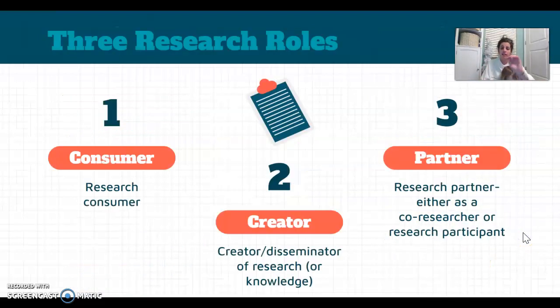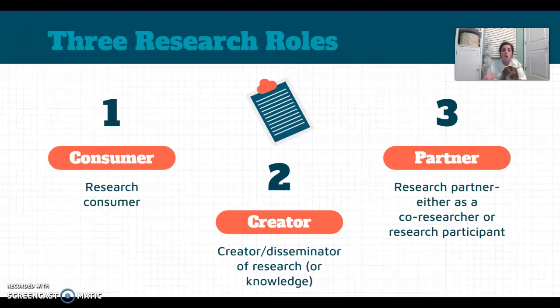And then finally, there are 3 research roles that a social worker can take. You can be the consumer, the creator, or a partner. The consumer is somebody who is receiving the research. This is like when you do a Google search, or you search the library, or you go to a training about evidence-based practice. You are receiving the information that was done by an independent researcher.